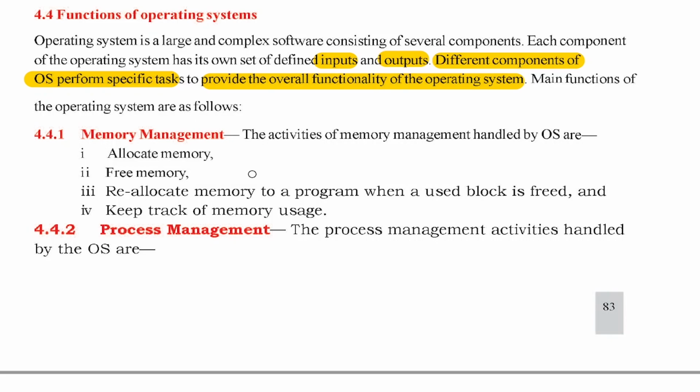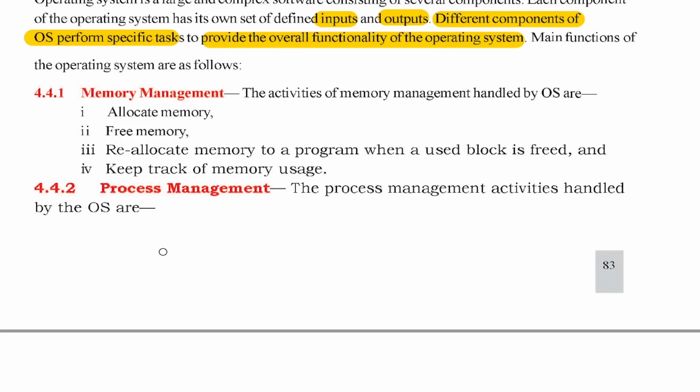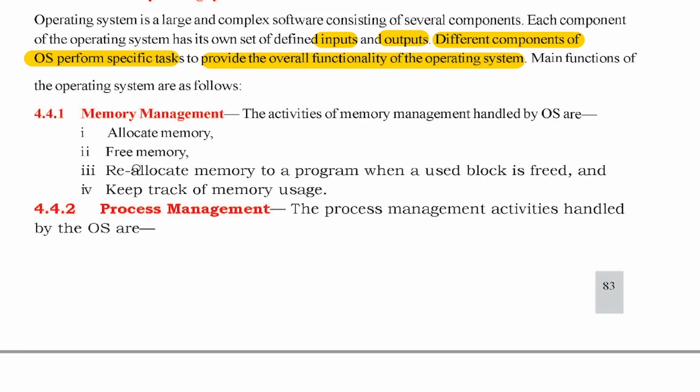So it is something associated with memory management. Performing memory allocation, deallocation, freeing the memory, reallocating the memory, and keeping track of memory usage is done by one part of the operating system. That's what we call memory management. Sometimes they ask what the memory management functions are. Allocation of memory, deallocation, that is freeing the memory, reallocating the memory when a used block is freed, and keeping track of memory usage. These are the functions of the operating system as memory management.